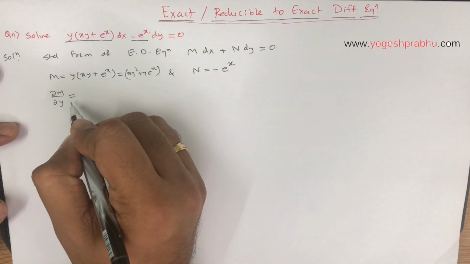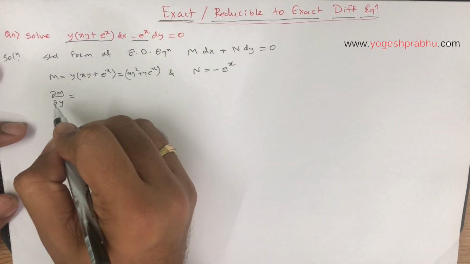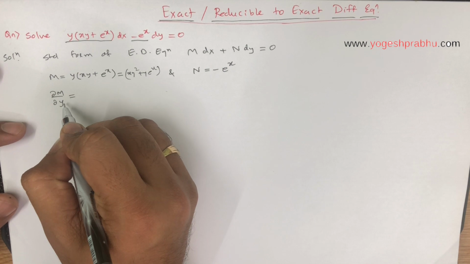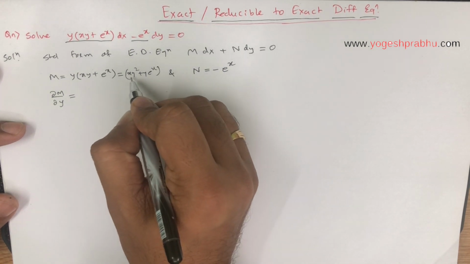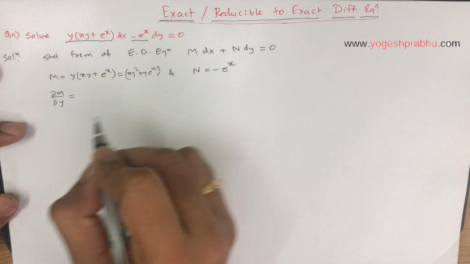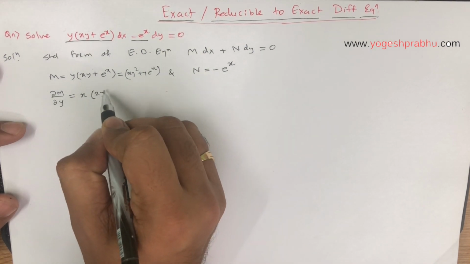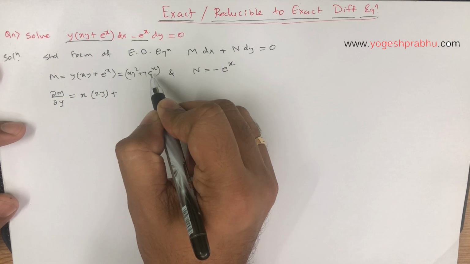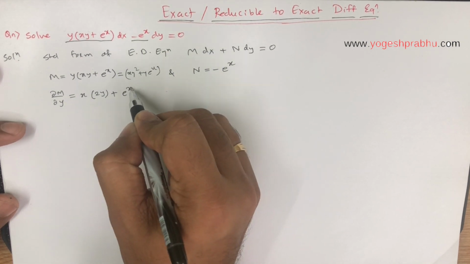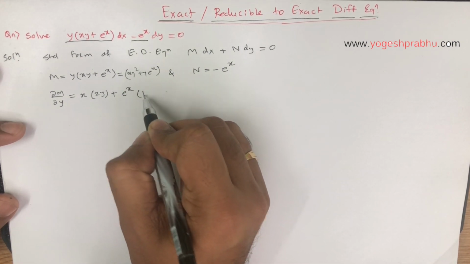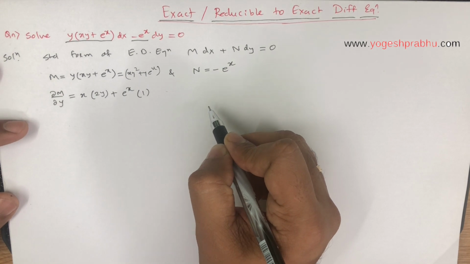Now when I find the partial derivative, understand that during partial derivative with respect to y, we are going to treat our x variable as constant. So this x is a constant, and that x remains as it is. The derivative of y square is 2y. And when you differentiate this, e raised to x stays as it is, and the derivative of y is just 1. So you got dou M by dou y.